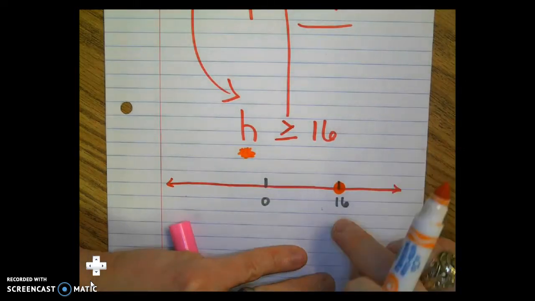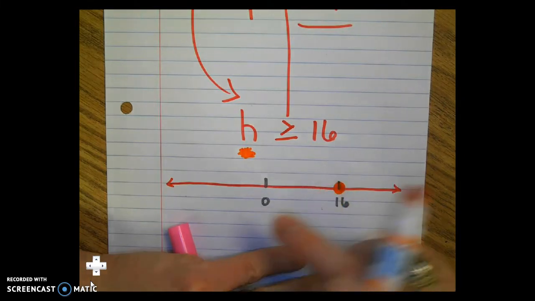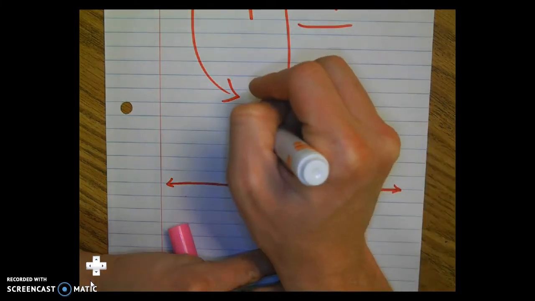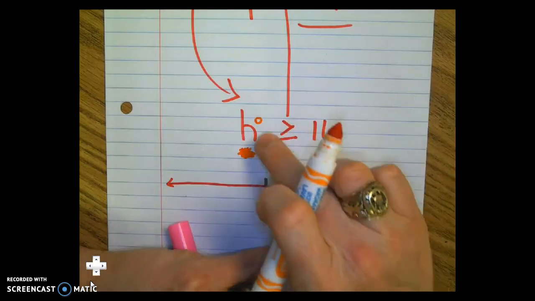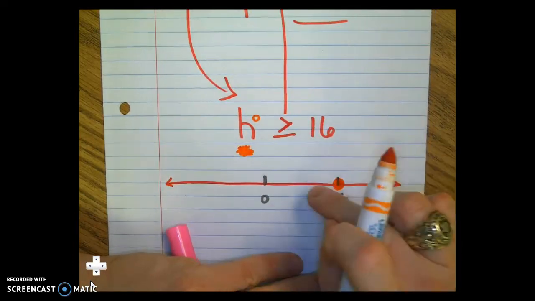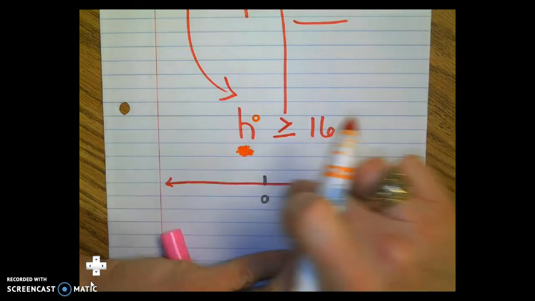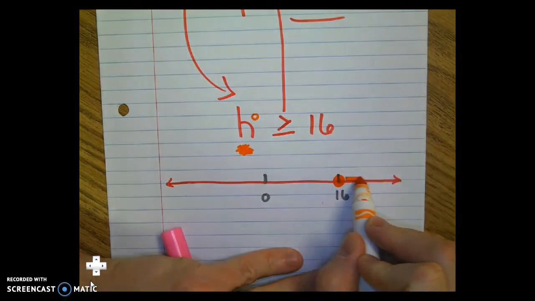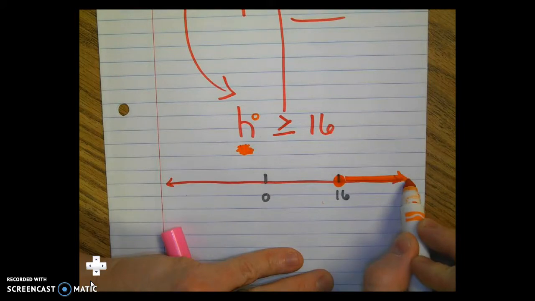Now, what I tell my class to do, I already have my 0 on the number line, so put the 0 here and see if this works. Is 0 bigger than 16? Absolutely not. So that means we can't use anything on this side of the number line, but we could use anything in the world on this side of the number line.